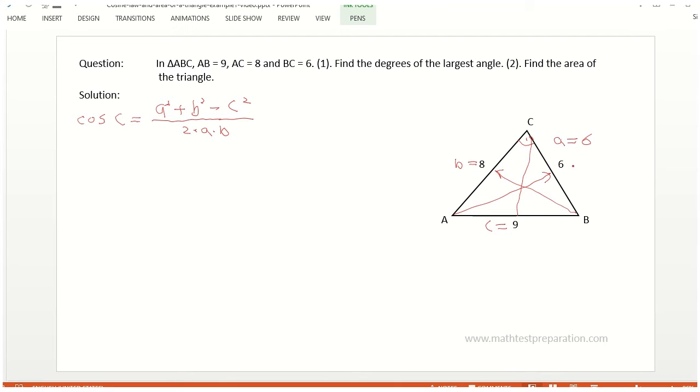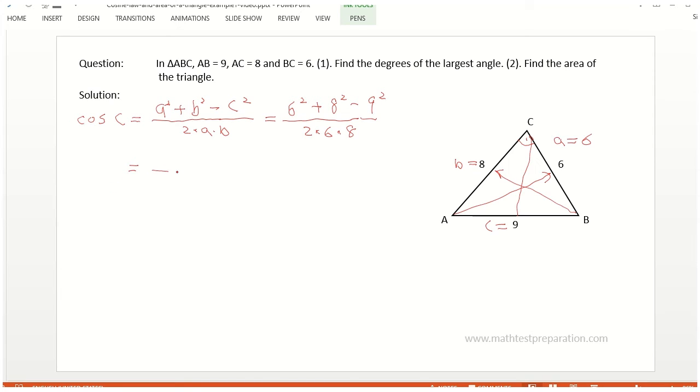Now we substitute this data into the equation. So cosine C equals A squared, A is 6, so 6 squared, plus B squared, B is 8, so plus 8 squared, subtract C squared, C is 9, so subtract 9 squared, divided by 2 times A, A is 6, times B, B is 8.